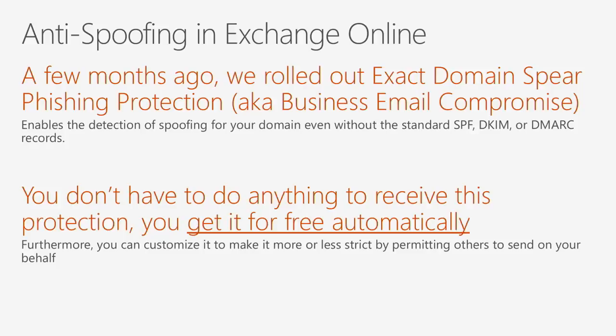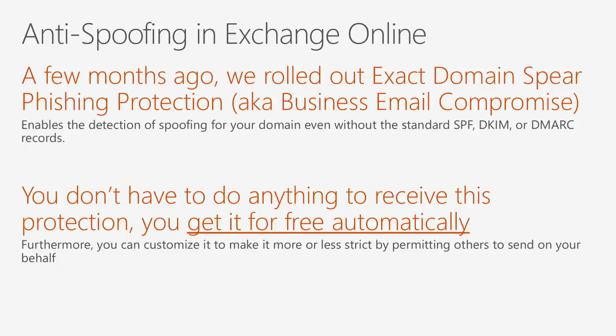And this is going to enable Exchange Online and Exchange Online Protection to detect spoofing of your domain, even if you don't have any of the other anti-spoofing features set up. So if you haven't done anything with SPF or DKIM or DMARC and so forth, we now still will protect you against basic domain spear phishing and basic domain spoofing for free, and it's automatic. There's nothing that you have to do to get it. Everybody's getting it. In fact, everybody has it.